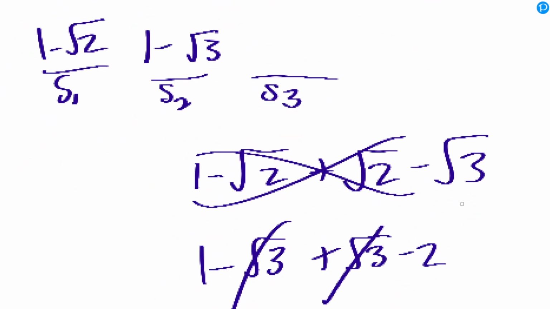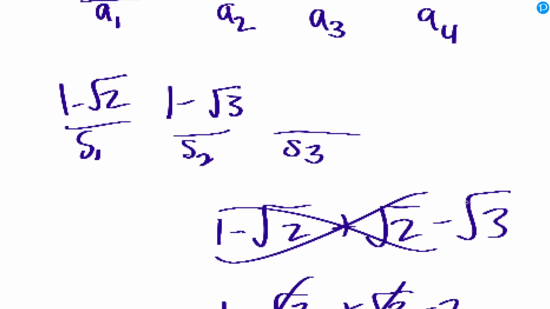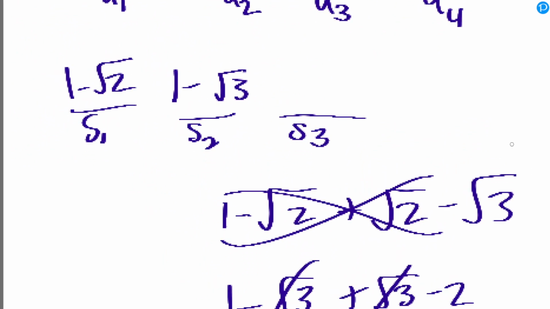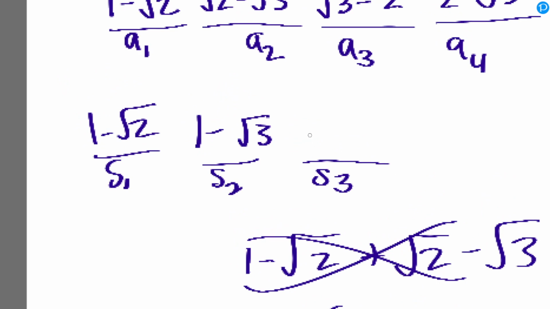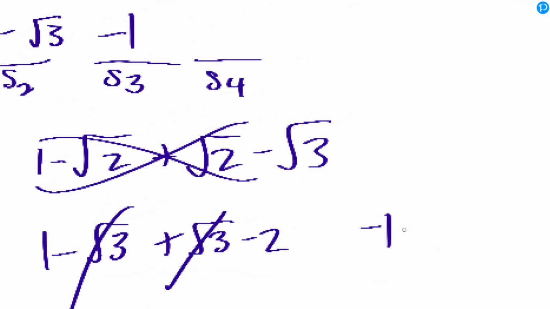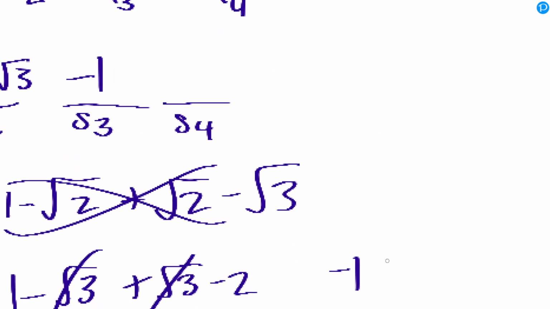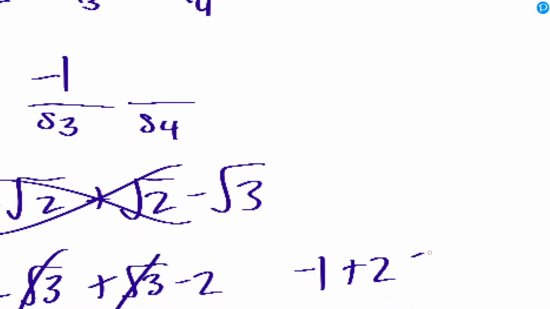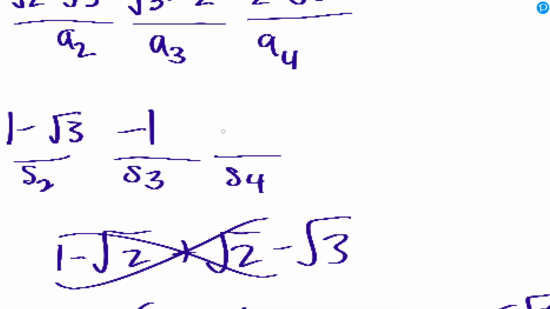1 minus 2, which will be, sorry, negative 1. And then for our last sum, we'll do negative 1, and then it will be plus 2 minus the square root of 5, which will turn into 1 minus the square root of 5.